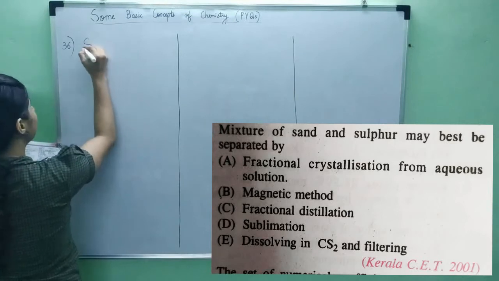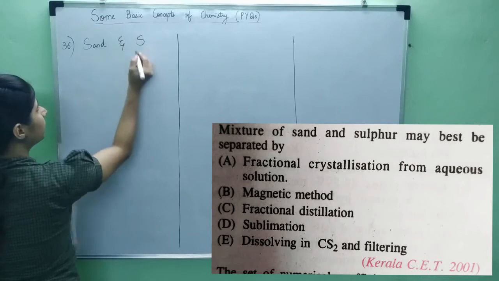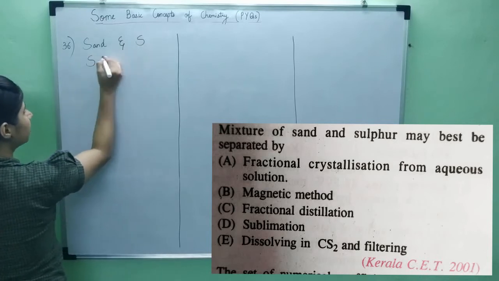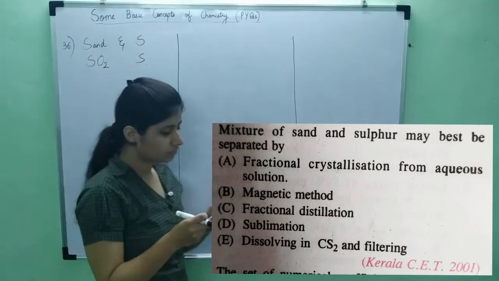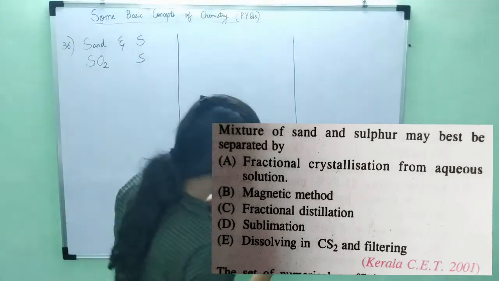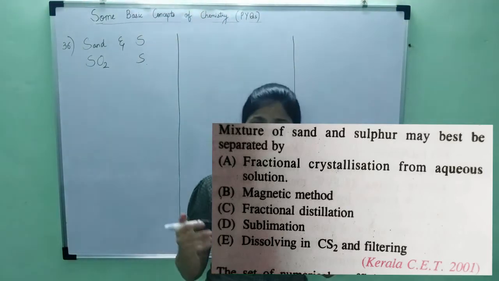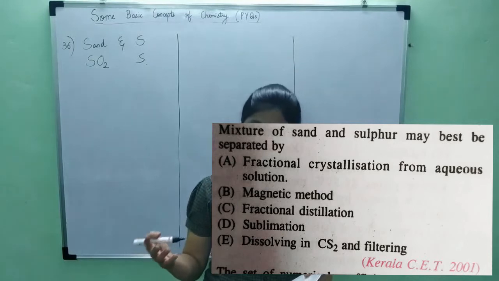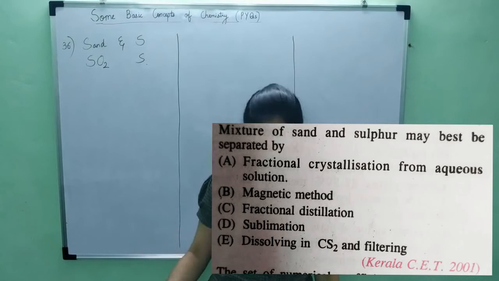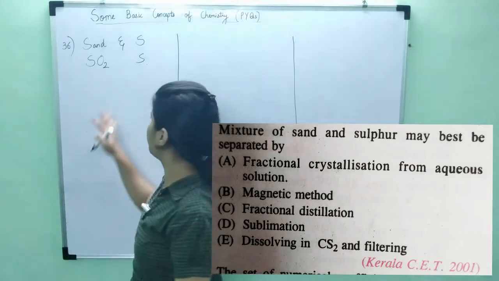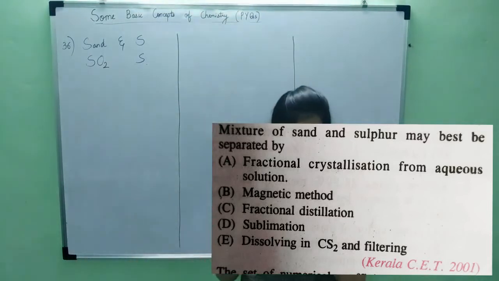What does it say? There is a mixture of sand and sulfur. Now sulfur is S, and sand is SiO2. Now, how can these two be separated? What is the first option? Fractional crystallization from aqueous solution. If their solubility is different in aqueous solution, then we can separate them out by fractional crystallization. So, this is not possible. Actually, the solubility of both in aqueous solution is very low.